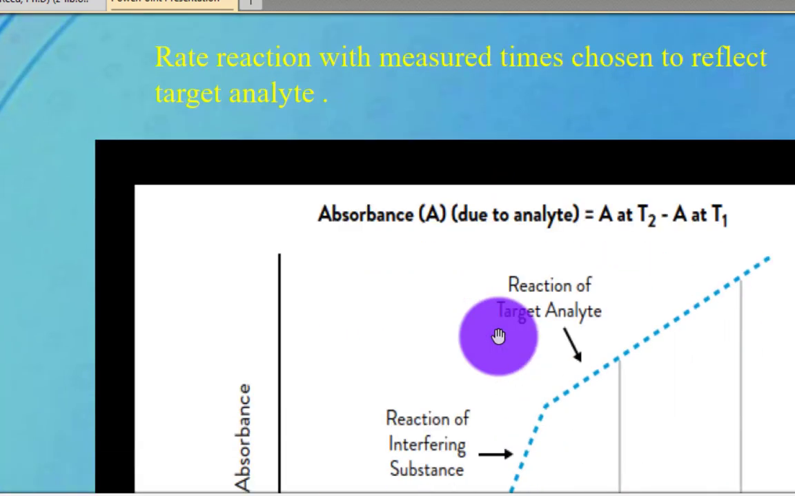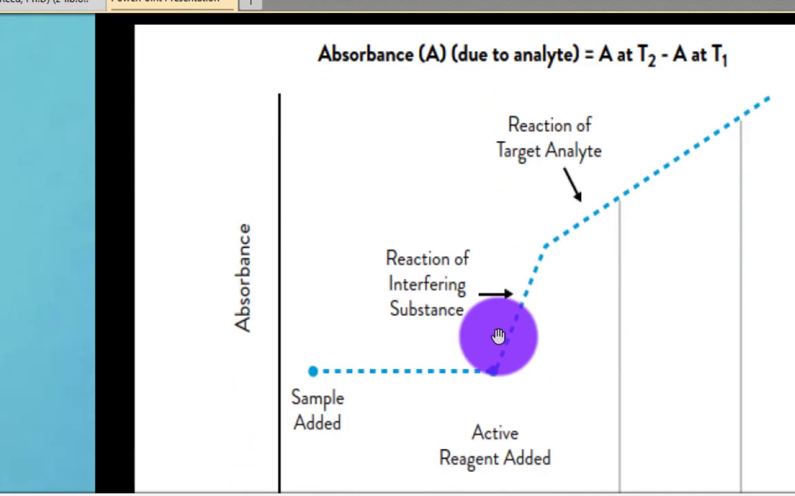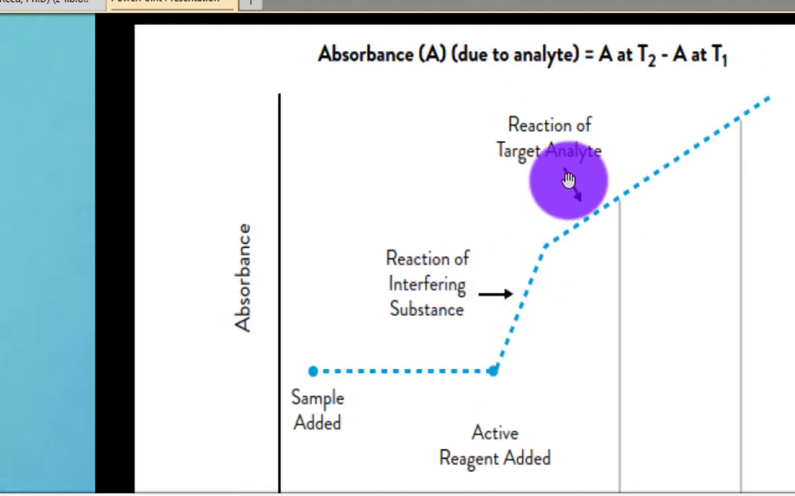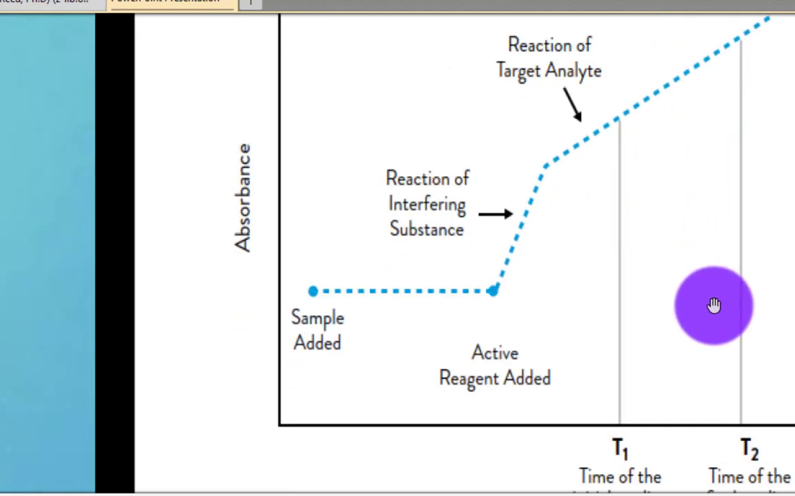The rate reaction is measured over a time chosen to reflect the target analyte. Here the sample is added to the active reagent, with reaction of the interfering substance, then reaction of the target analyte. The absorbance due to analyte A is A at time 2 minus A at time 1.